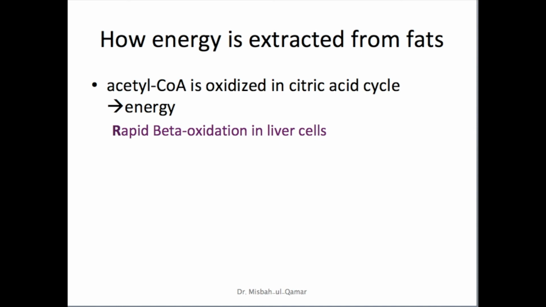What you need to keep in mind is that beta oxidation can take place in all cells of the body, but it occurs especially rapidly in hepatic cells.